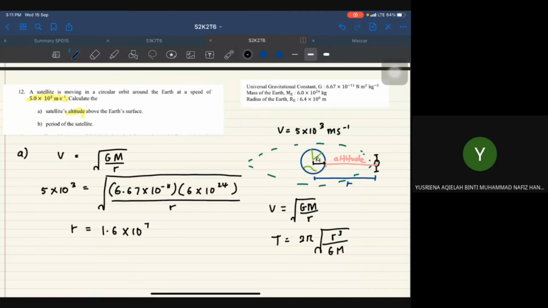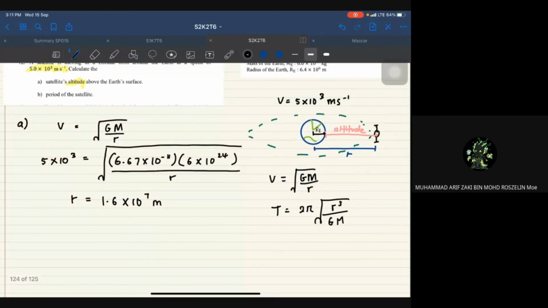Dapat sama sir. Unit dia apa? Meter ke? Kilometer ke? Meter. Sebab apa? Sebab dia SI unit. Okay. Jangan confuse pula. Okay, this one is your R. The question want you to find the altitude. So you still have to use altitude. Okay. And based on the diagram, the altitude here is equivalent total distance R minus dengan RE.